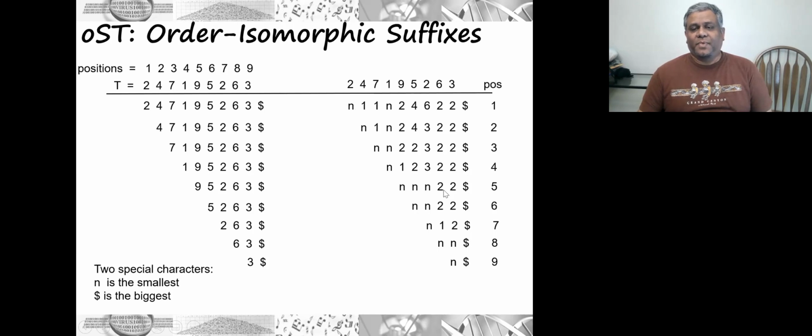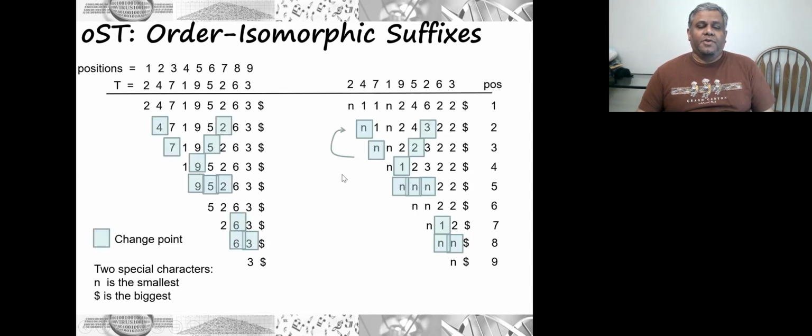These are the positions in the text where these suffixes start. Okay. Two special symbols, dollar and N. N is the smallest of all the numbers, and dollar is the biggest of all the numbers. We are going to say. Okay. So these are all the encoded suffixes. Now we are going to put them in the suffix tree while we take care of these position numbers also for each of them.